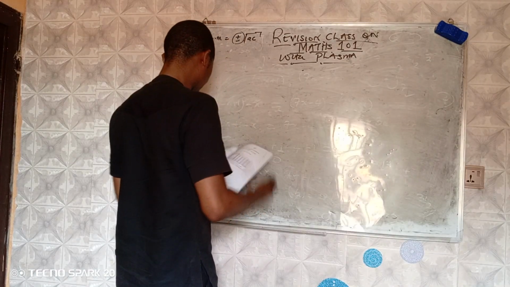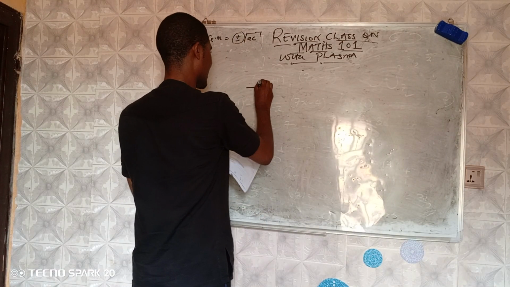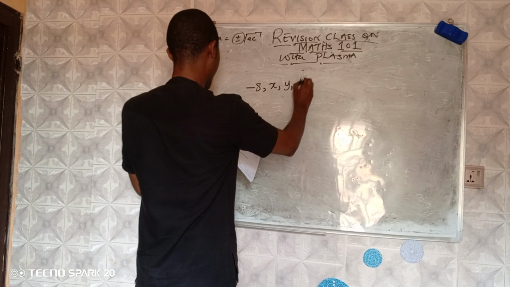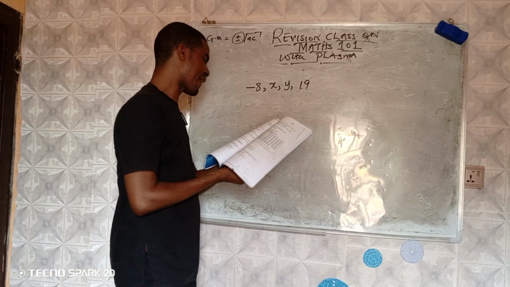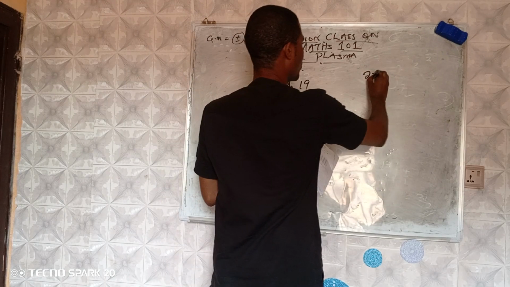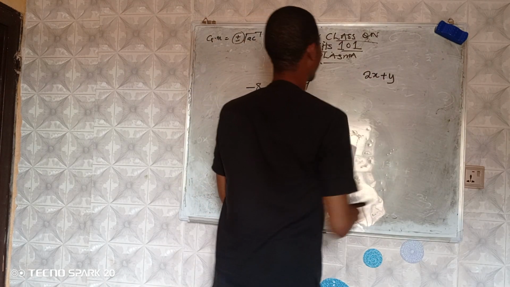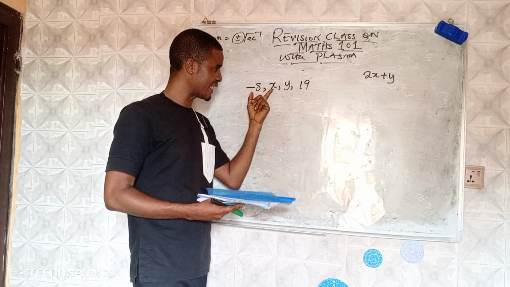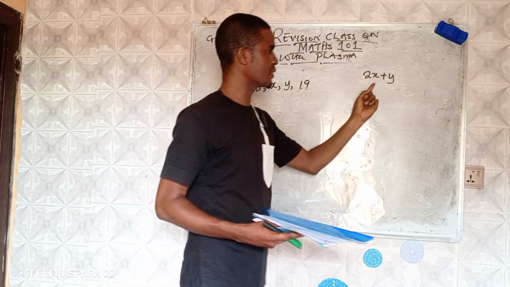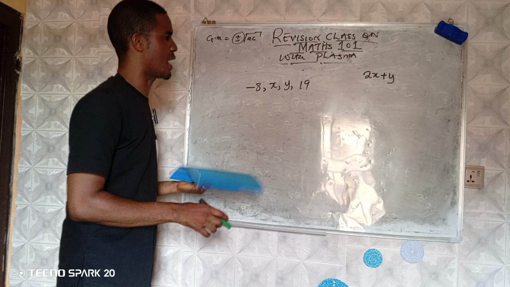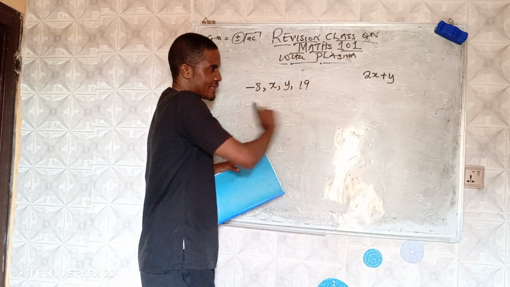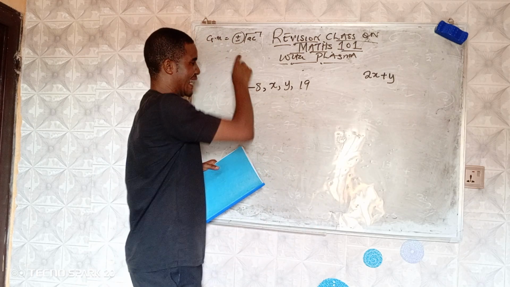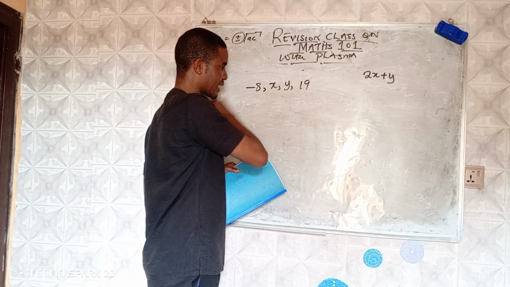They gave an arithmetic progression. They say minus 8, comma, x, comma, y, comma, 19. And it says find the value of 2x plus y. That means if I know the value of x and I know the value of y, I will input it inside here and give you the value of 2x plus y. If I look at this, it's a missing term. Do you remember? Missing term. They say this is an AP.